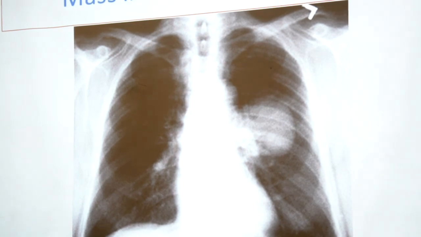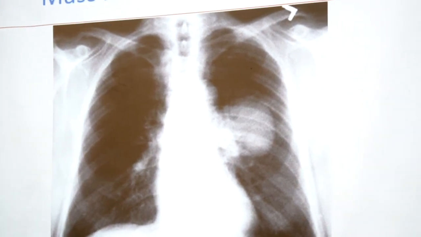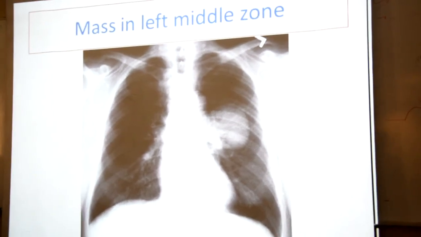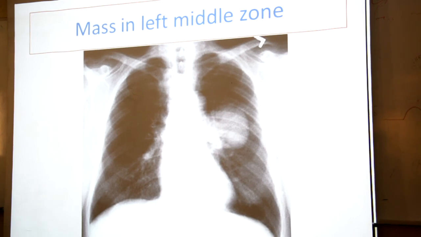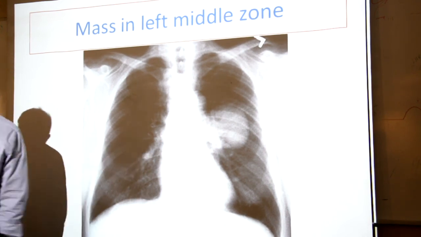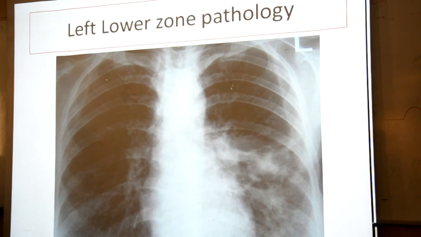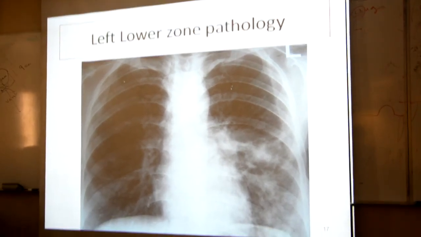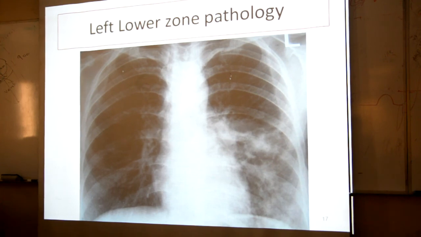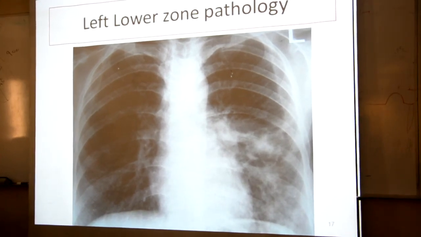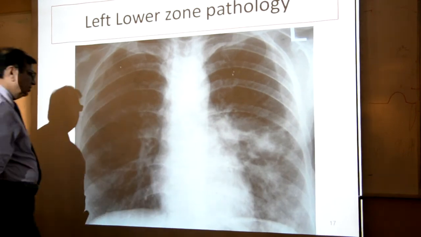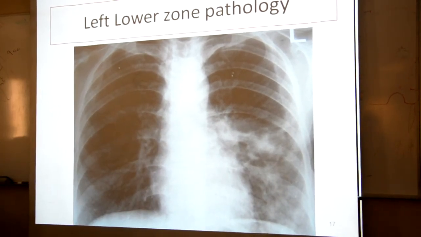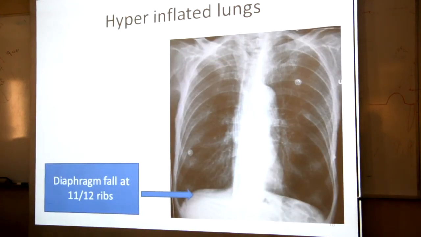Now check it again and apply that. If you compare the two zones, the left mid zone has a well-defined, rounded opacity. In the right side, this is just a technical thing, because the film you see here is not good. Compare again the right and left upper zones. What do you think? Okay, symmetric. Compare the mid zones, right and left. Yes. The left mid zone has pathology, consolidation. What about the lower zones? If you compare the right and left lower zones, the left lower zone again has pathology. So there's an asymmetry.